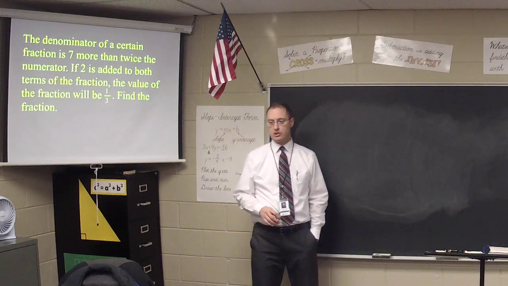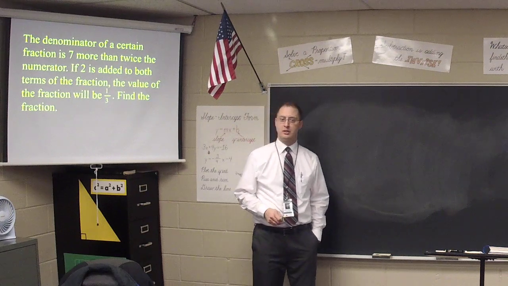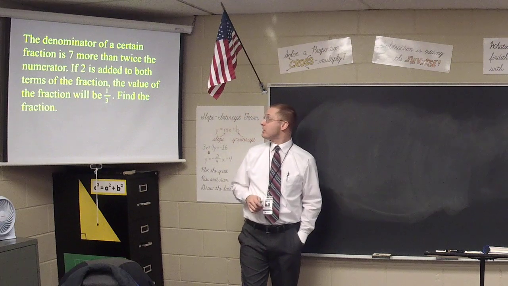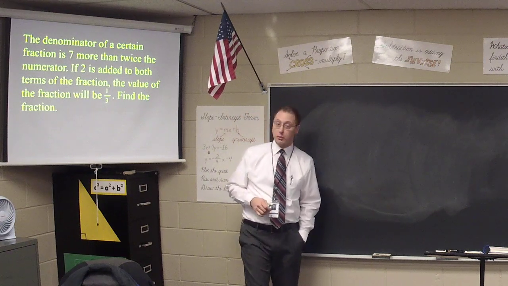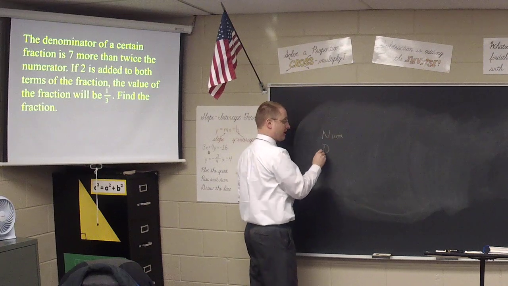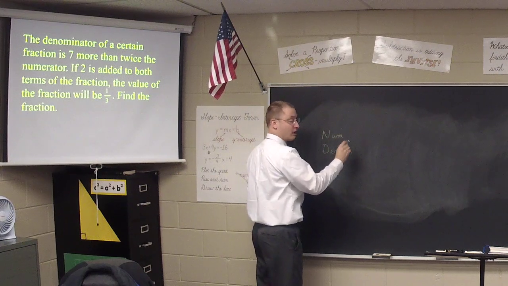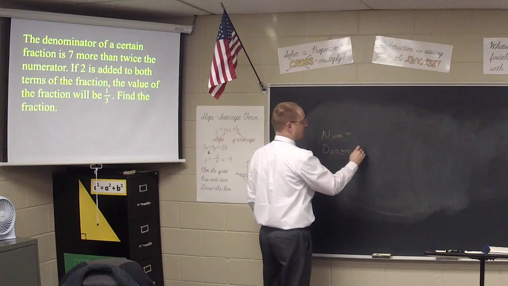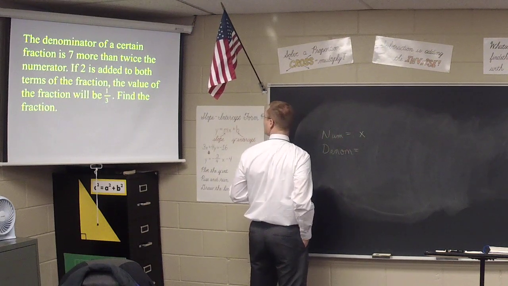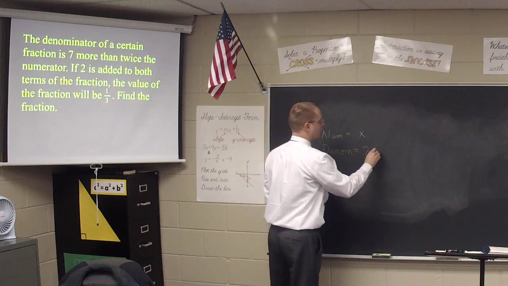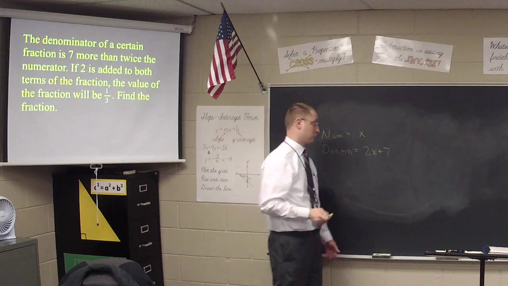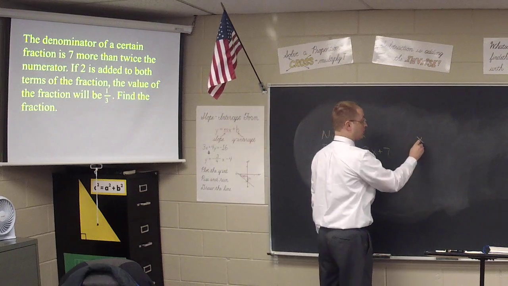Once again, Brecken's first. Noah right behind him. Noah, we'll go to you this time. It says the denominator of a certain fraction is 7 more than twice the numerator. So once again, you have two unknowns, I believe, numerator and denominator. Is that correct? Once again, which one gets to be x? Numerator. How did you represent your denominator? 2x plus 7. And so literally your fraction is x over 2x plus 7.